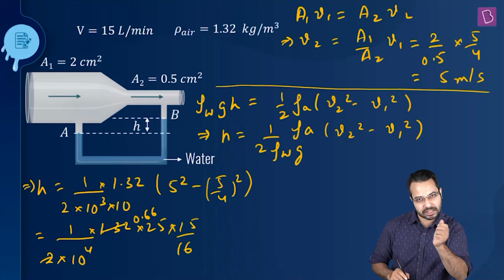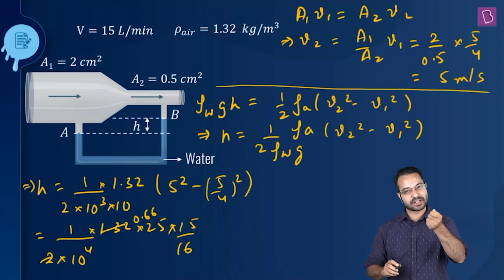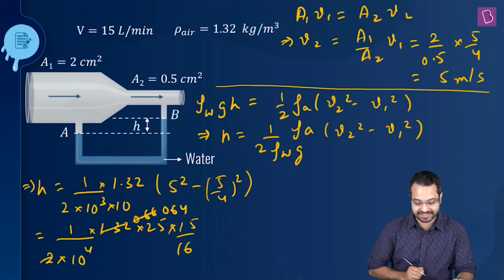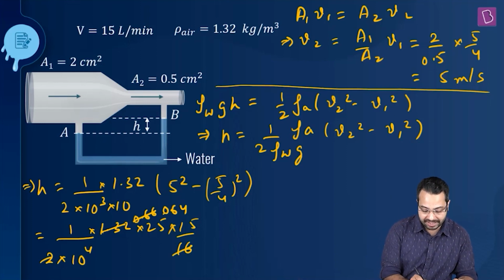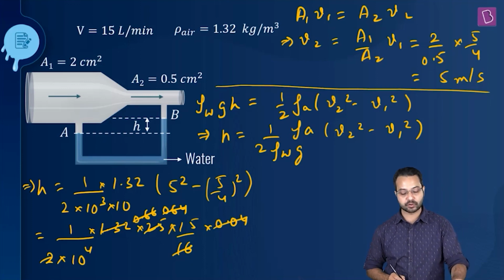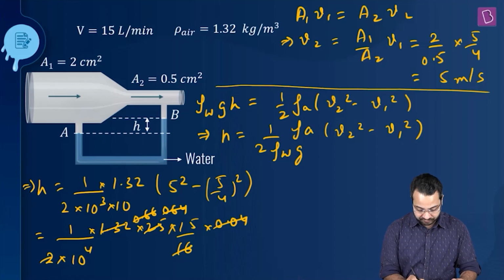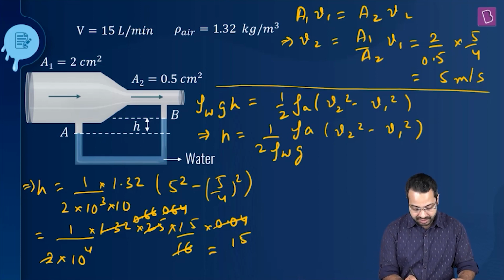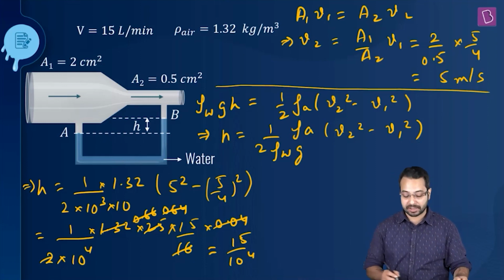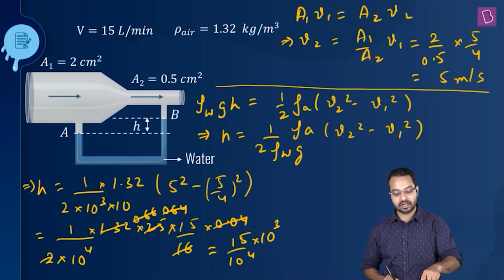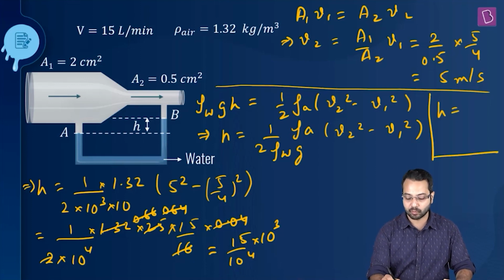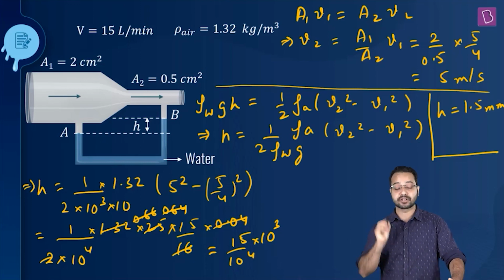Now here I can do a little bit of cheating, because I can manipulate the values a little bit since I need to find out the approximate answer only. So this I can take as 0.64 because I have 16 in the denominator. So if we cancel this, we will have 0.04. So this 25 and 0.04 is going to give me 1. What is it that I am finally left with? I am left with 15 upon 10 to the power 4 meter. Okay, but I have to give the answer in millimeter. So I multiplied this by 10 to the power 3. Now what am I left with? Finally, I am left with h is equal to 1.5 millimeter, and that is going to be my answer.